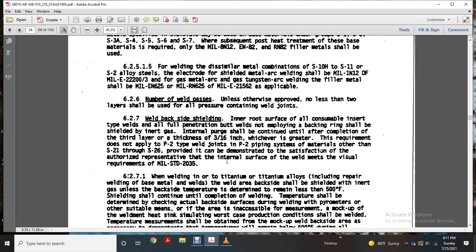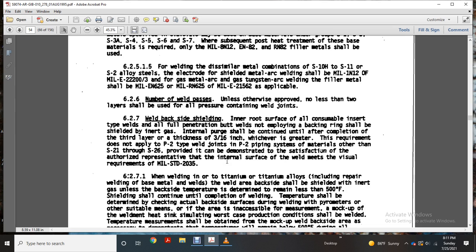Number of weld passes: unless otherwise approved, not less than 2 layers shall be used with all pressure containing welded joints. Welded backside shielding, inner root surface of all support of the inert type of the weld, with all full preparation, butt weld, and employment of the backing ring shall be shielded by inert gas, an internal plug, continuing after completion of the third layer or 3/16 of an inch, whichever is the degree of the requirement, that does not apply with the heat to pipe 2.